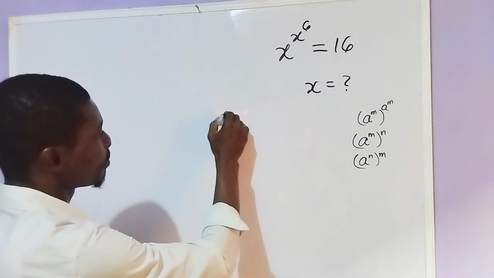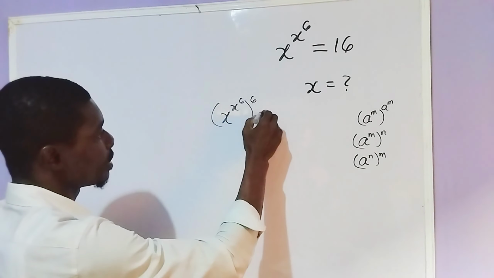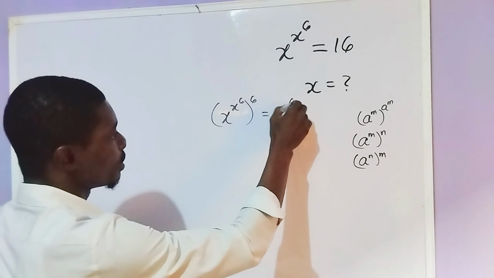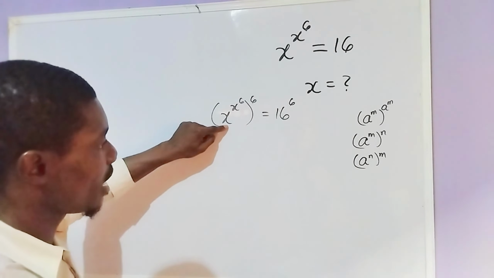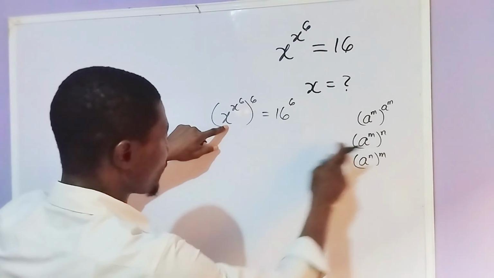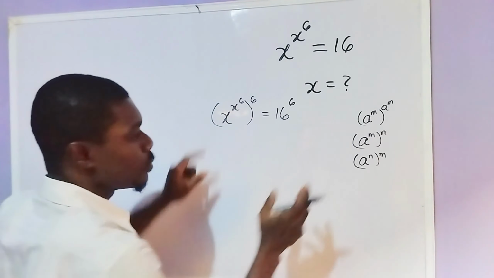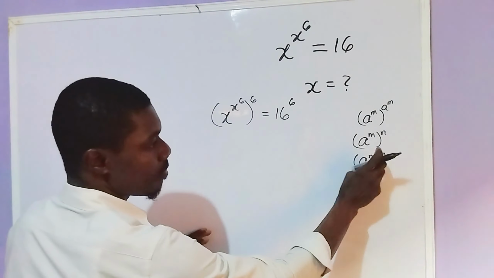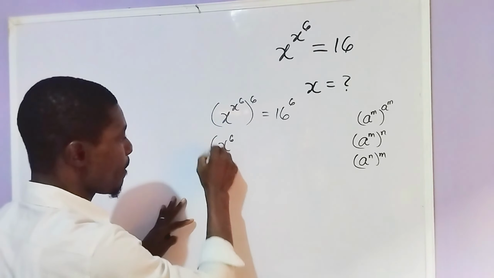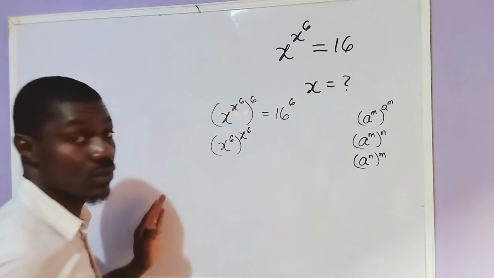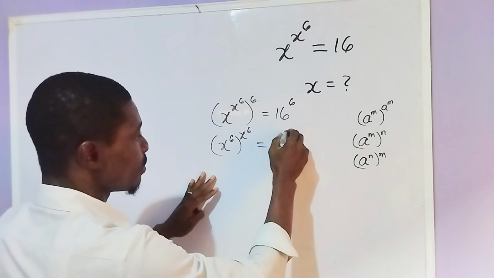So here we have x raised to the power of x raised to the power of 6, all raised to the power of 6, equals 16 raised to the power of 6. This implies that x here is the same thing as our a, x raised to the power of 6 is the same thing as m, and 6 here is the same thing as n, which means we can swap it. By interchanging it, we have x raised to the power of 6, raised to the power of x raised to the power of 6. So we've applied this rule here, then equals 16 raised to the power of 6.